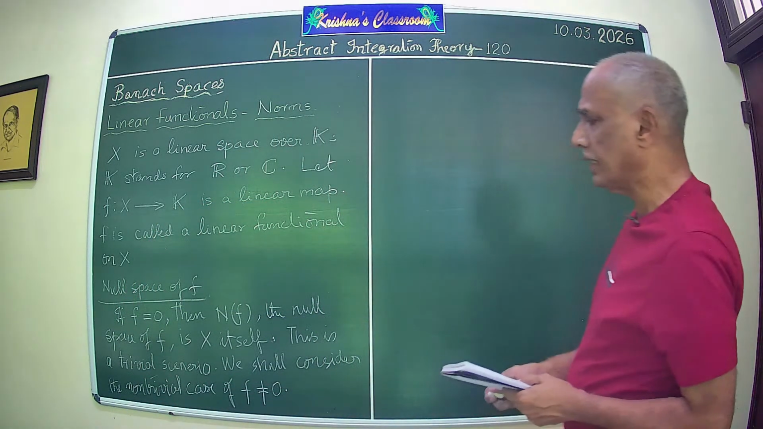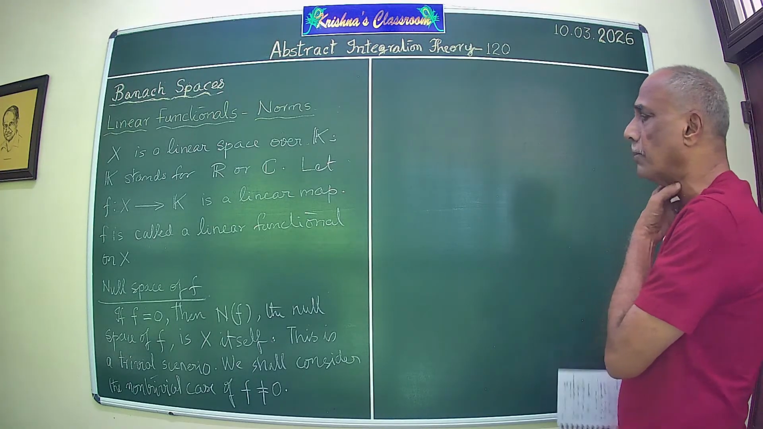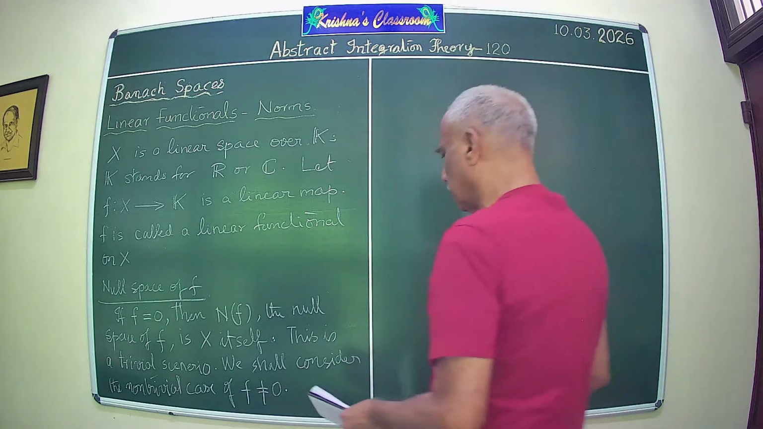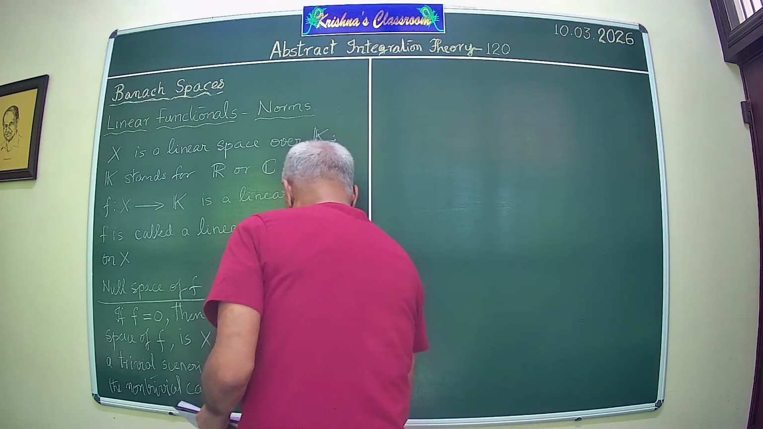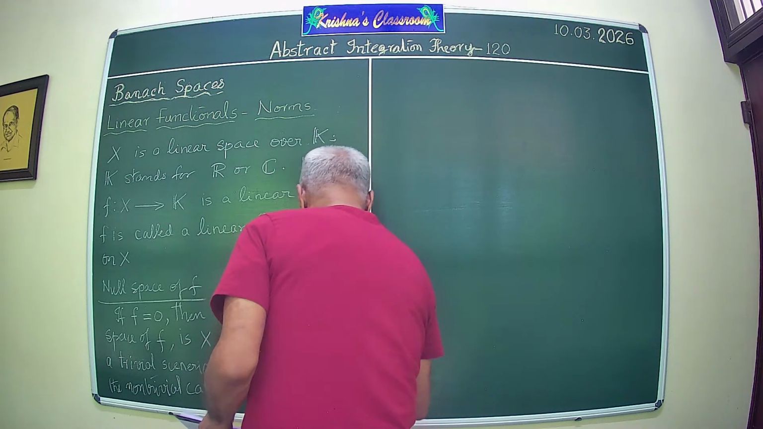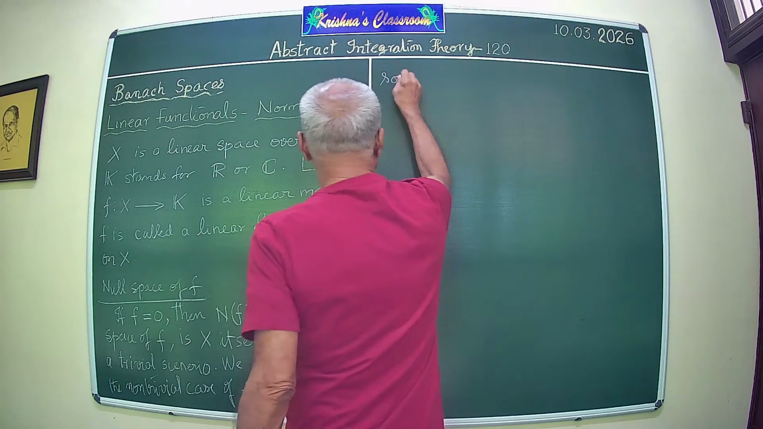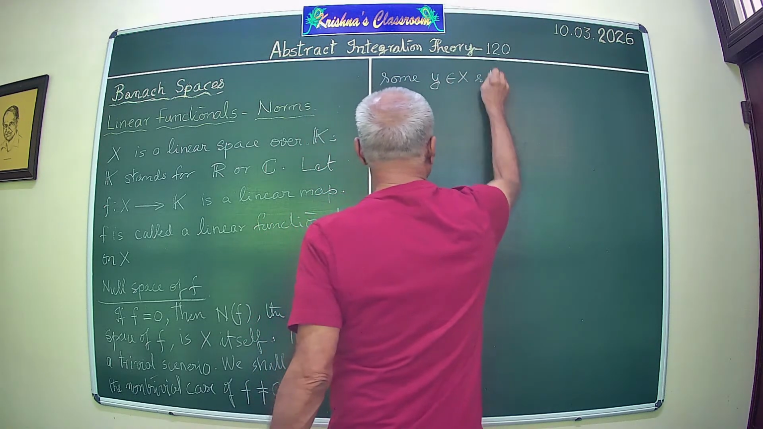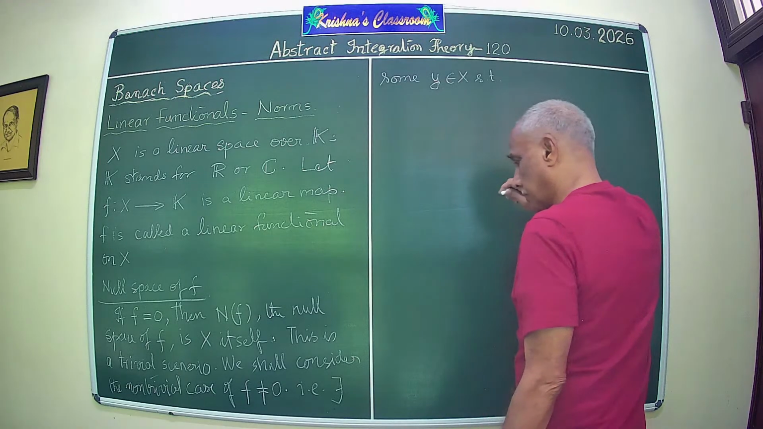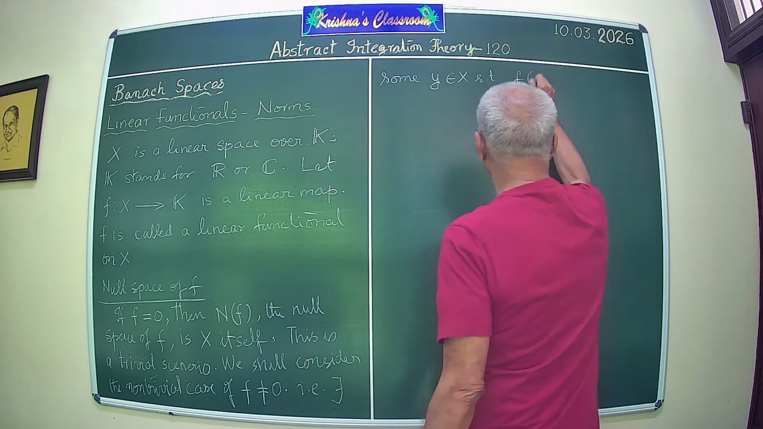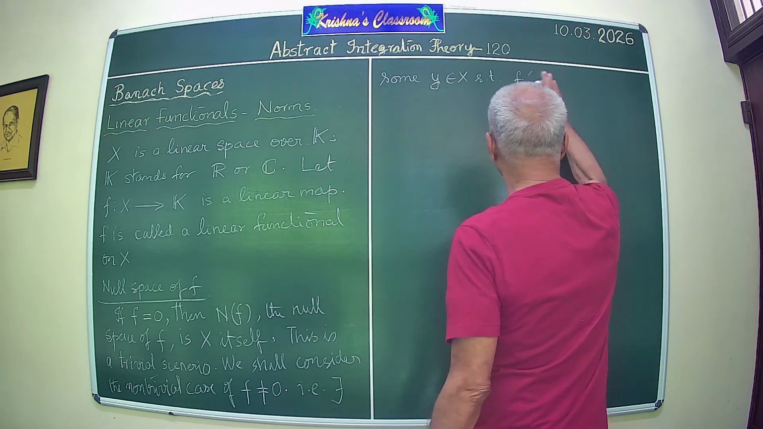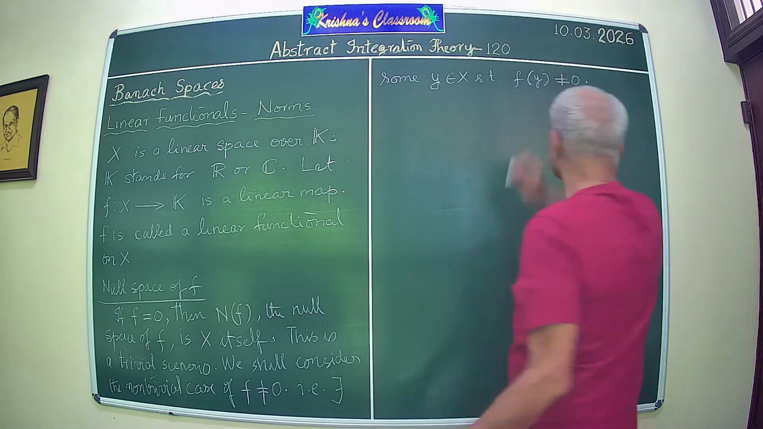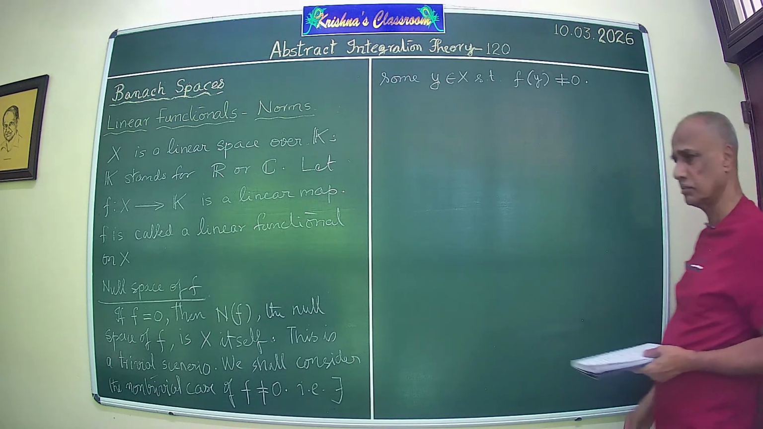Now f is a map from X to K. f not equal to 0 means that there exists some vector x such that f(x) is not equal to 0. What's the meaning?